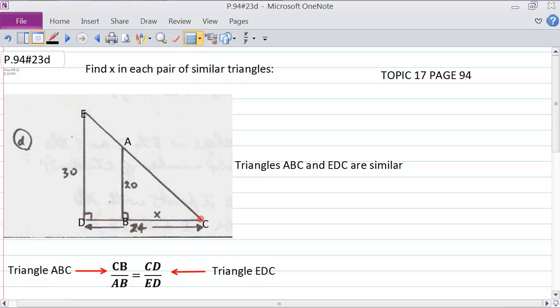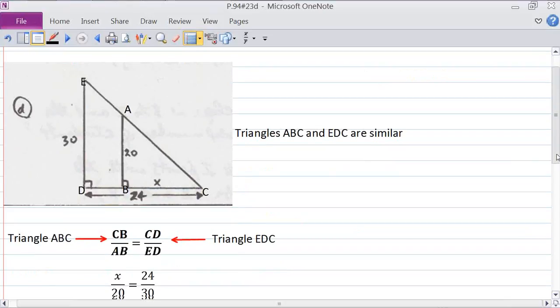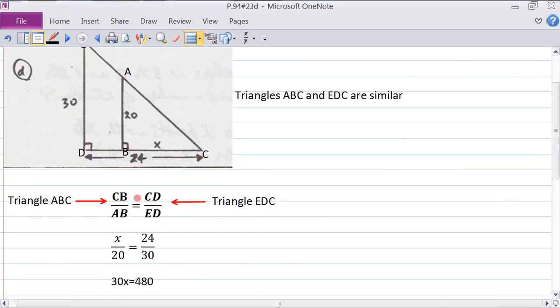Let me repeat that. In the smaller triangle ABC, I took the ratio of this to this. In the larger triangle, I took the ratio of this to this, because these triangles are similar. So now I just put in the values: CB, or BC, it doesn't really matter, is X, and AB is 20, CD, right here, is 24, and AD is 30.